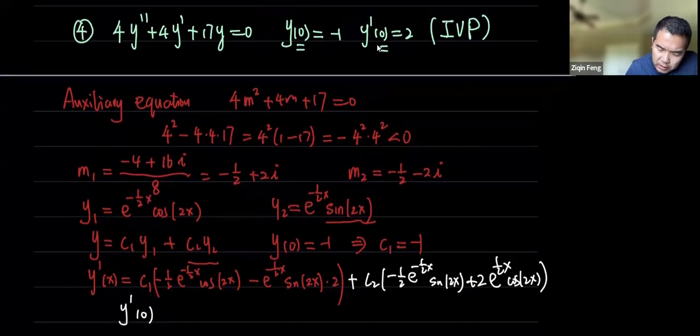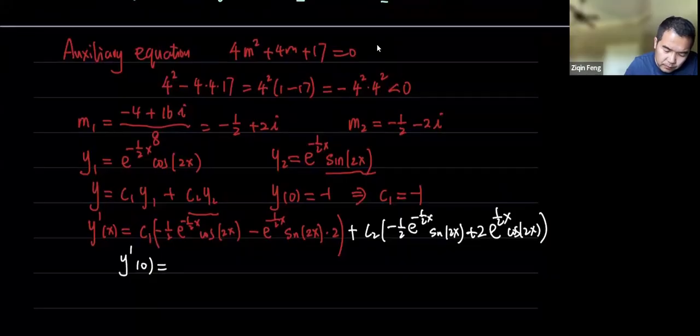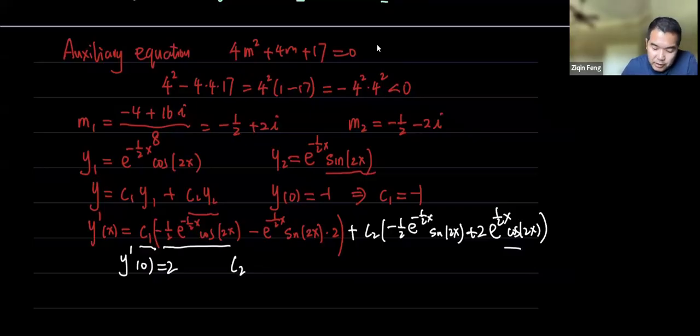So if you plug in, y prime of 0 equal to 2. And also c1 is negative 1, right? So this is negative 1. And so you get c2, this part gives you negative 1 half times negative 1, this part gives you 2, okay. So you get c2, do a calculation here. This is c2 is 3 over 4.